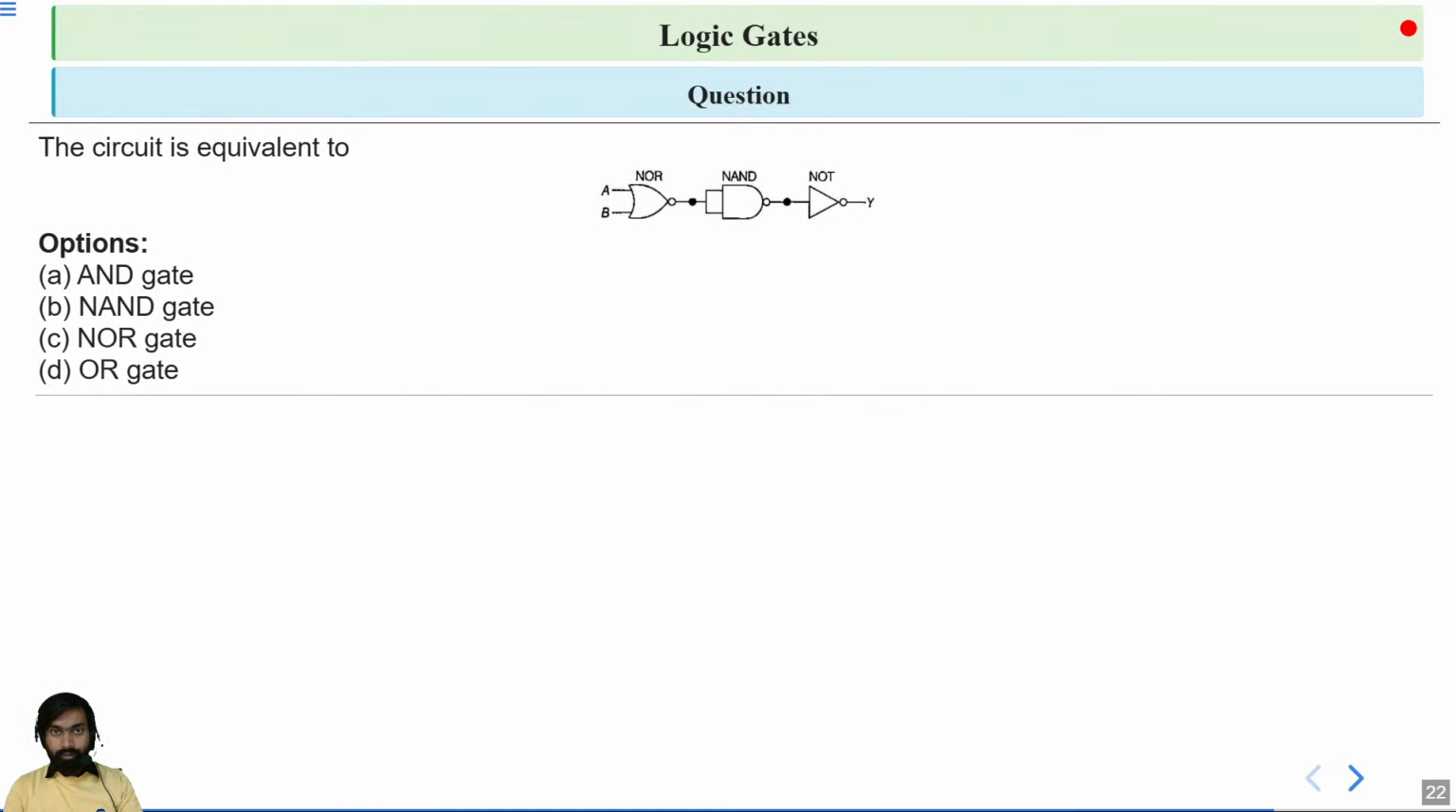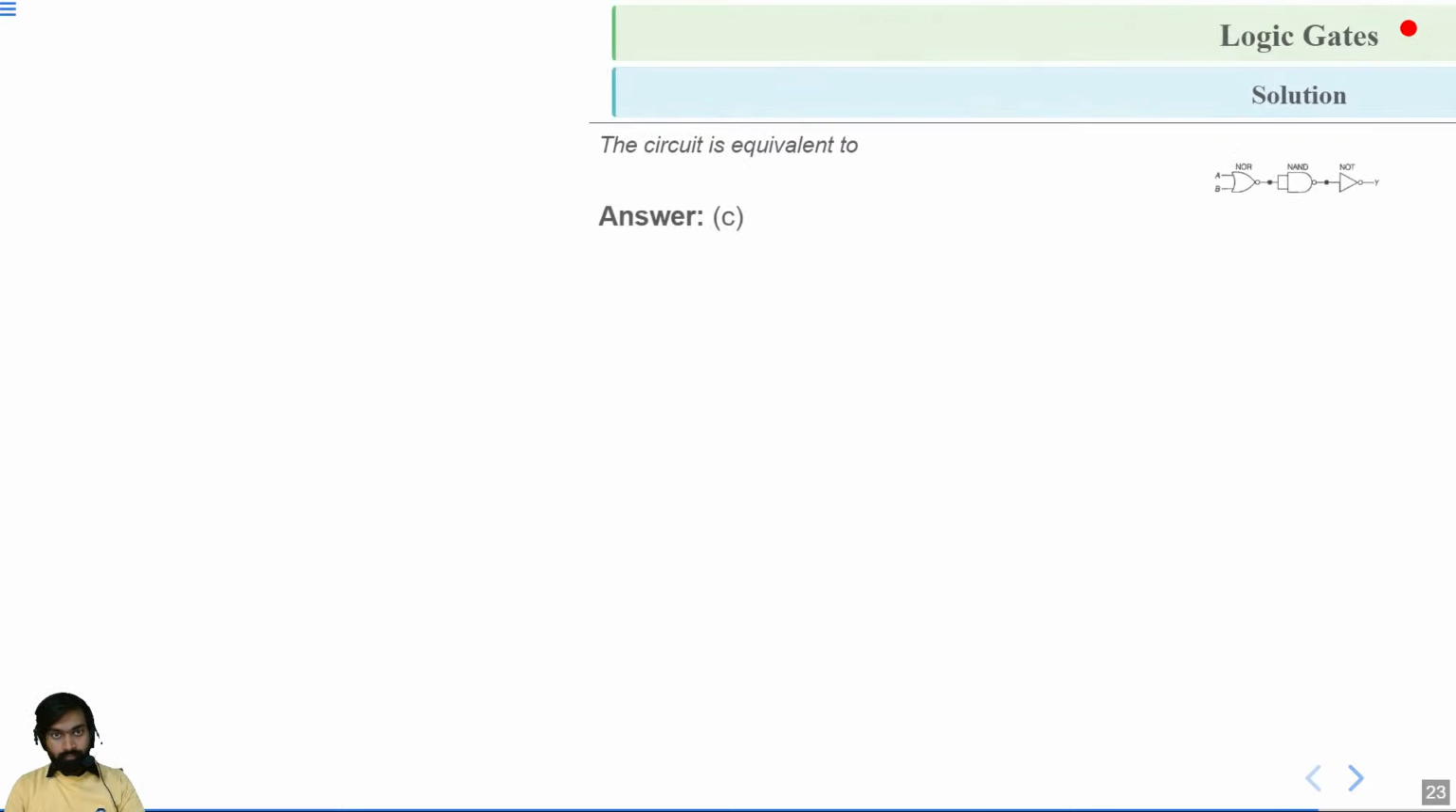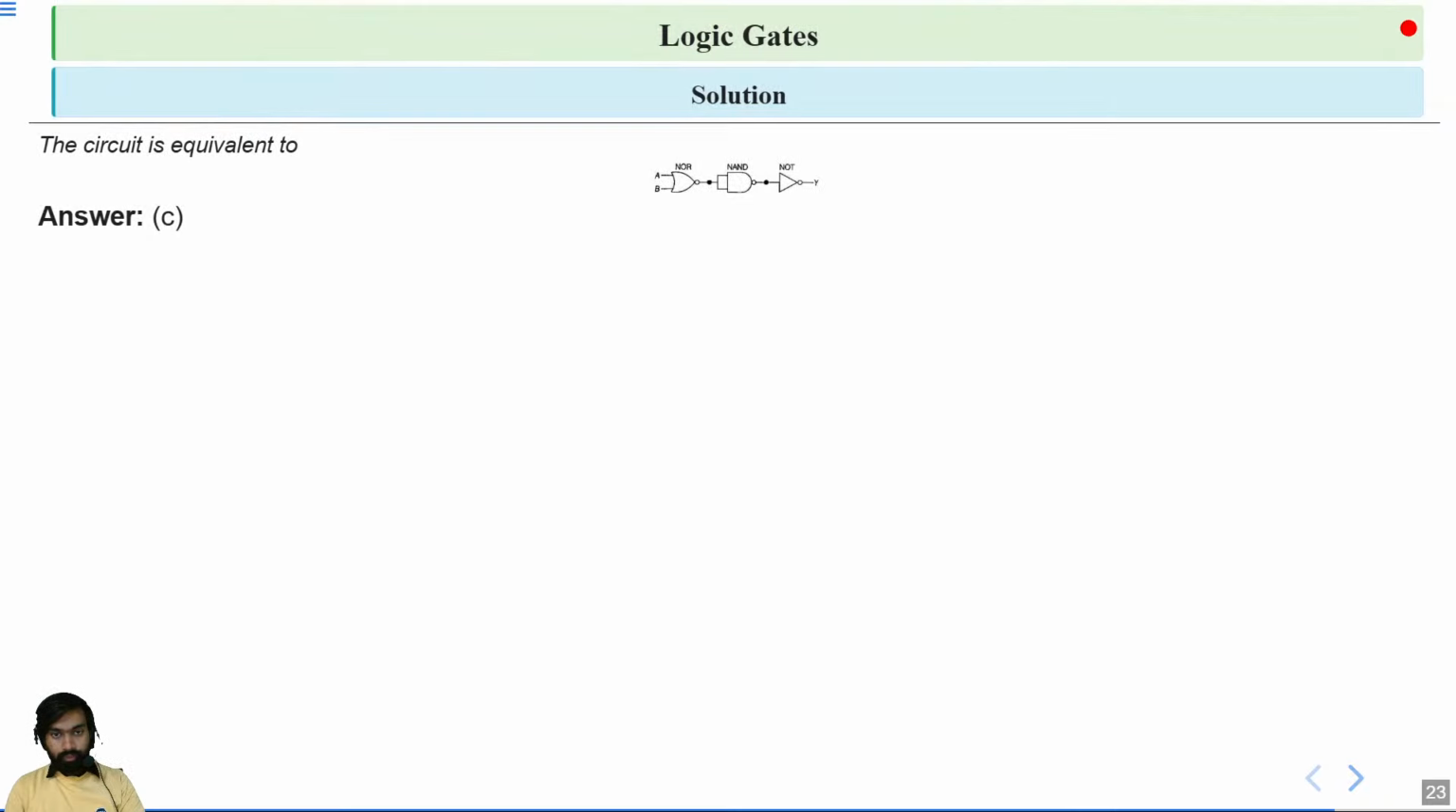Next question. The circuit is equivalent to what? The question asks you to identify which logic gate the given circuit is equivalent to. It provides a circuit diagram and four options. Option A, AND gate; option B, NAND gate; option C, NOR gate; and option D, OR gate. So which option is correct? Please solve, everyone. So the correct option will be C. Okay.